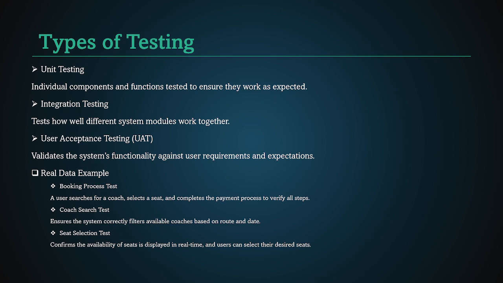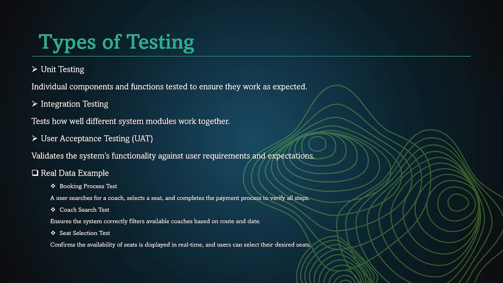Although I did different types of testing, like unit testing for small parts and integration testing for how parts work together, user acceptance testing to see if the system meets the user expectations. So for example, I do lots of tests: testing the booking process, searching for a coach, selecting a seat, to payment, and I also tested seat availability and search filters to make sure they work correctly.